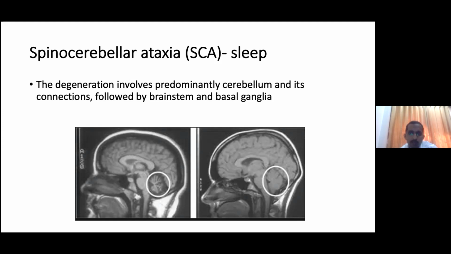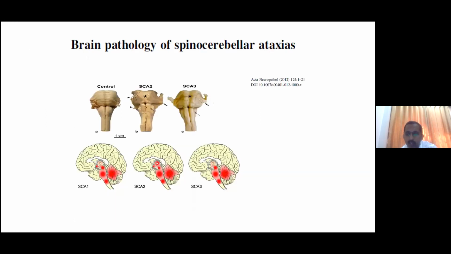In cerebellar ataxia disorders, the involvement is predominantly in the cerebellum. This is a normal patient, and here the cerebellum has become much smaller, and the brainstem is also involved, with degeneration. We have pathological studies clearly delineating which structures are degenerated in these disorders. If you see these pathological pictures, this is the control, and there is significant pontine degeneration.